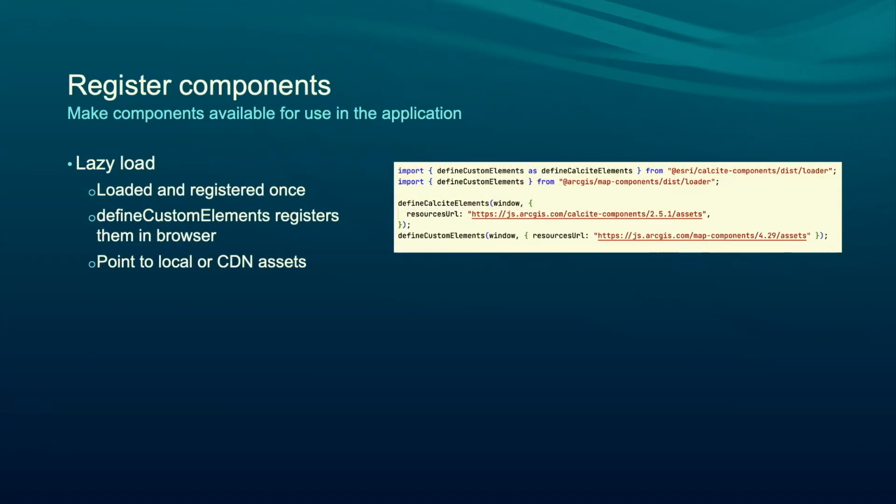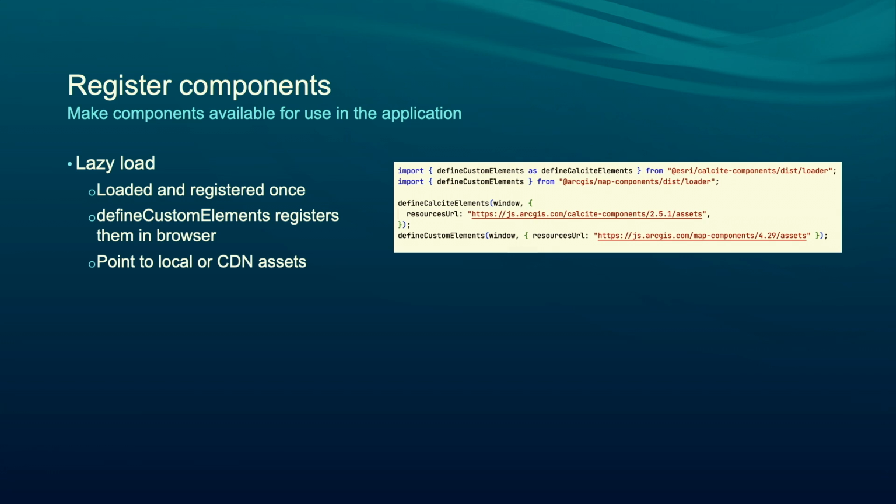So the next thing you'll want to do is register the components. What this does is it makes the components available for use in the application. The first approach we'll look at is lazy loading. To do that, you use define custom elements. What define custom elements does is it registers all those components for you. So they're registered, but they're not actually initialized until they're needed in the application. So you're not increasing the load on your app necessarily. So define custom elements registers them. When they're needed, they're initialized. And lazy loading takes care of that for us.